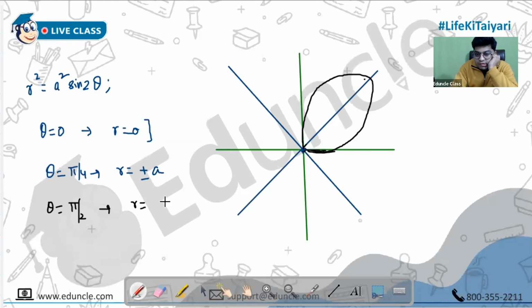And when theta is equal to pi by 2, then 2 theta is pi, and sine pi is 0. Pi by 2 also gives 0. So that's why I have written it. Can I write it down? Can I make this graph? Theta is equal to pi by 4.